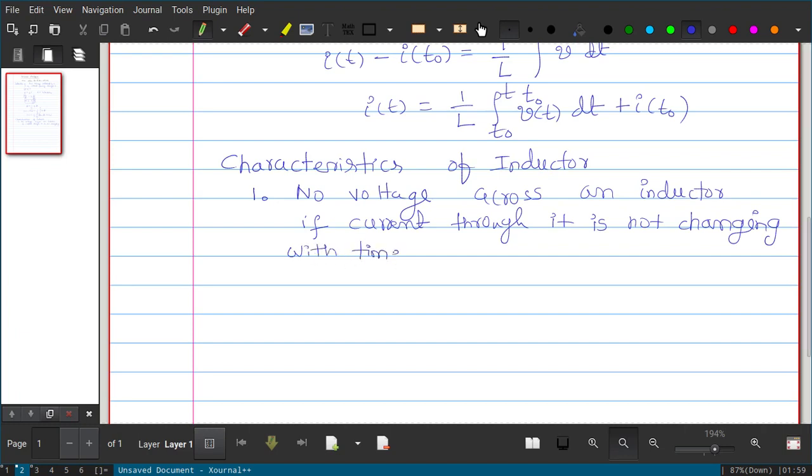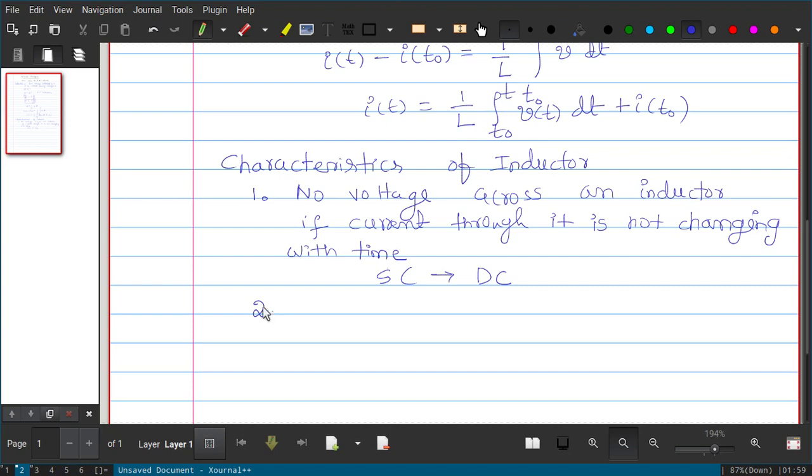So that means it is a short circuit. So that means an inductor is a short circuit for DC. No voltage means zero voltage. Zero voltage, how can we represent it? A short circuit. So if a DC current is flowing through it, or the current is not changing with time, then it can be replaced by a short circuit. So for DC it acts like a short circuit.